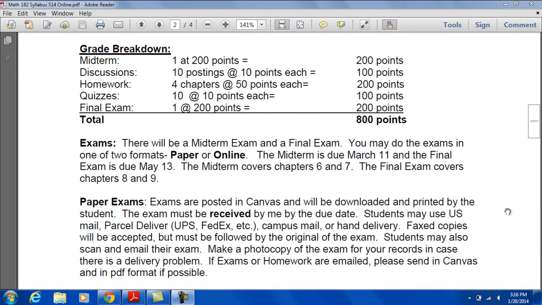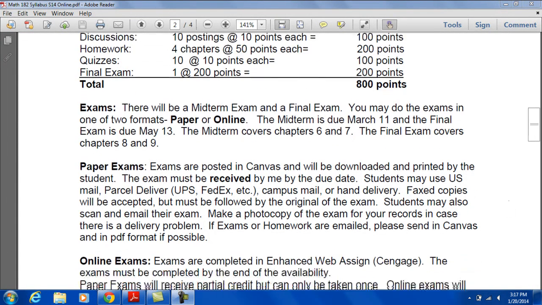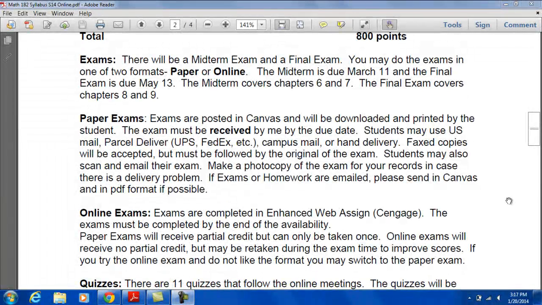So there'll be a midterm at 200 points. Discussion, 10 discussion posts. You have to have at least 10. 10 gets you the maximum points. So 10 at 10 points each is 100 points. Chapters of homework, 4 chapters of homework at 50 points each for 200 points. Quizzes, there'll be 10 quizzes, actually 11, but I drop the lowest one. 10 at 10 points each for 100 points, and a final exam, 1 at 200 points for 200 points, so 800 points total.